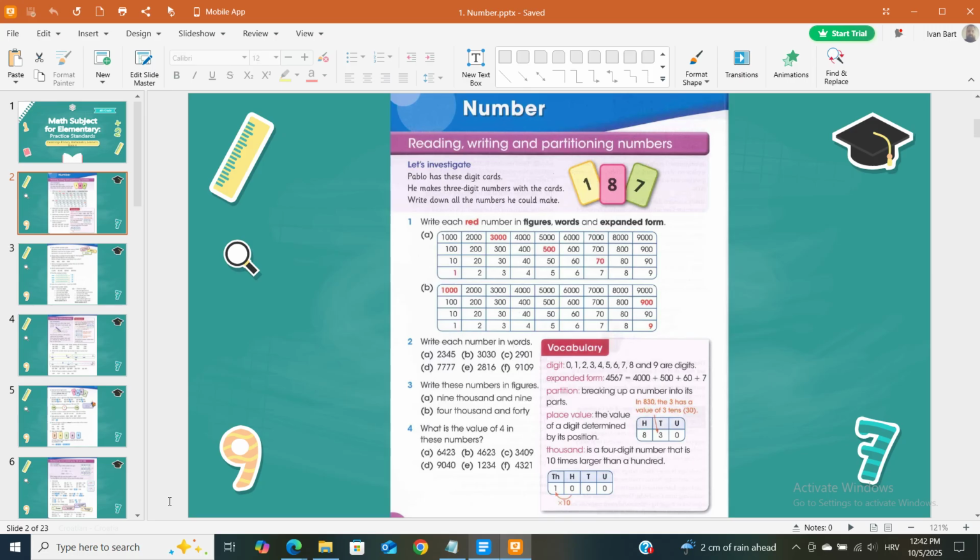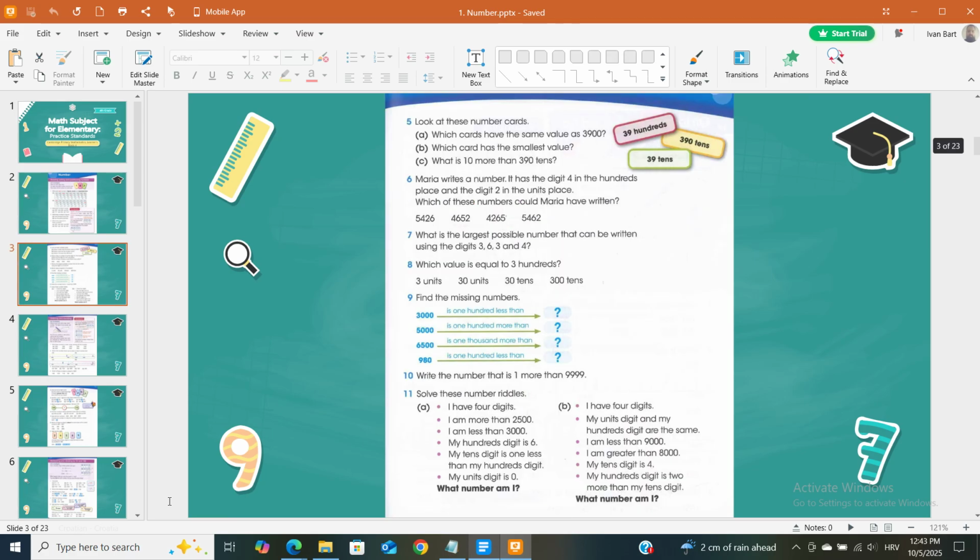30. H T U, 8, 3, 0. 1000 is a 4-digit number that is 10 times larger than 100. Th H T U, 1, 0, 0, 0.